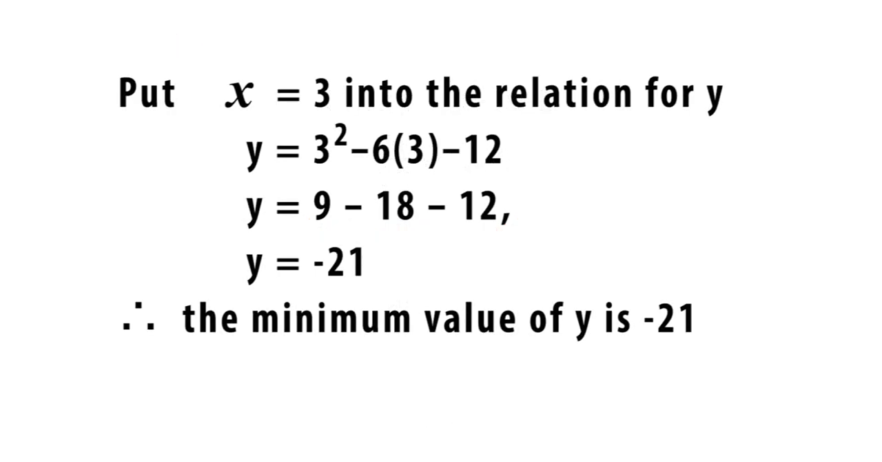Now we will put x is equal to 3 into the relation for y. That will give us y is equal to 3 squared minus 6 multiplied by 3 minus 12. That is, wherever we see x, we put 3. When we simplify that, we will have y is equal to 9 minus 18 minus 12, which gives us y is equal to negative 21. Therefore, the minimum value of y is negative 21. I hope you understand. Good.